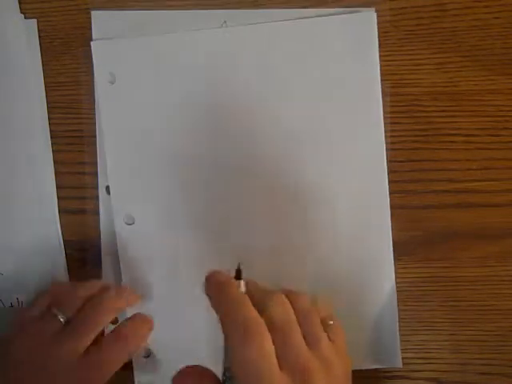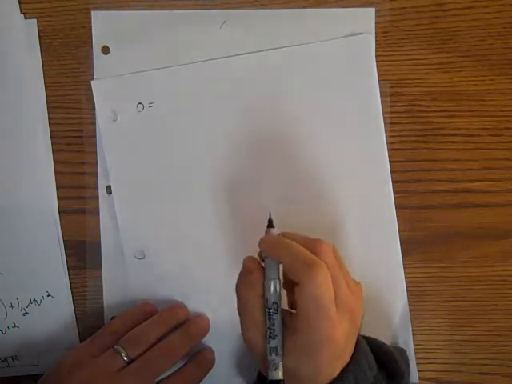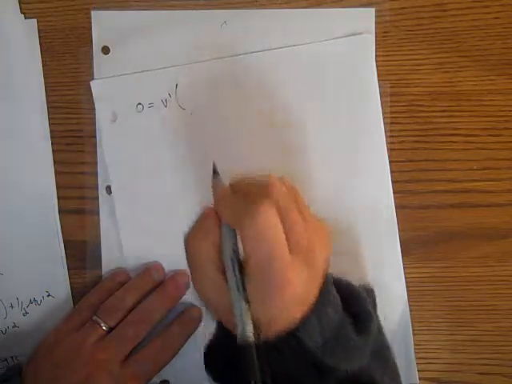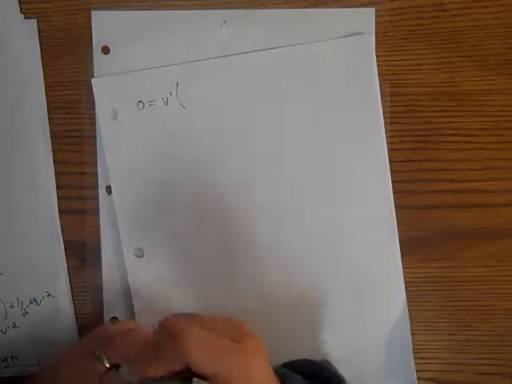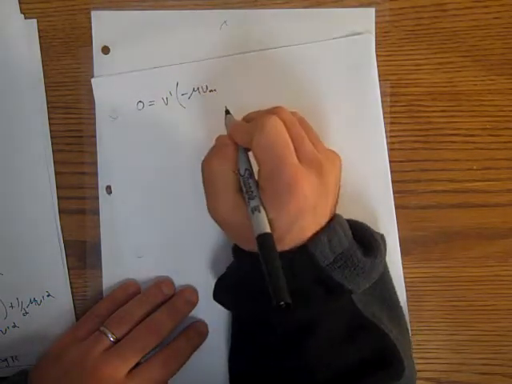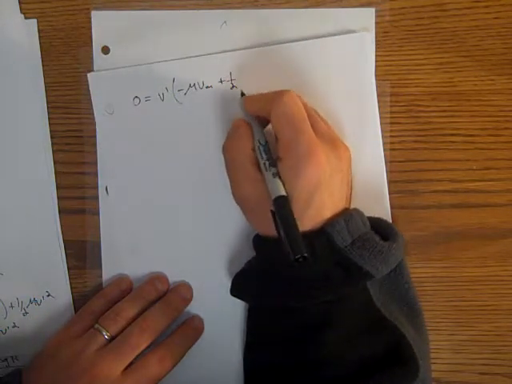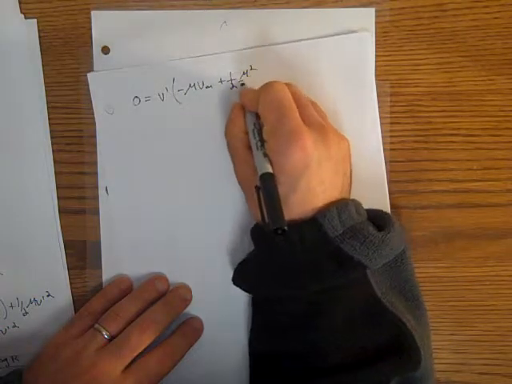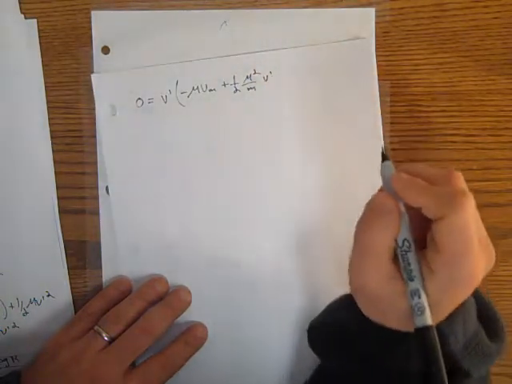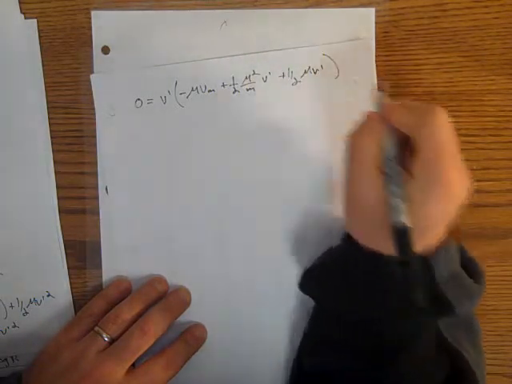Okay, now it's done in the text, but I'm going to sort of explicitly do it here. I'm going to pull out a v prime here. Okay, so I get a v prime comes outside of everything, so I'm going to pull it out of everything. I get minus big M times Vm. I get a plus 1/2 big M squared over little m. I get a v prime that hangs out there, and then I get 1/2 big M v prime.